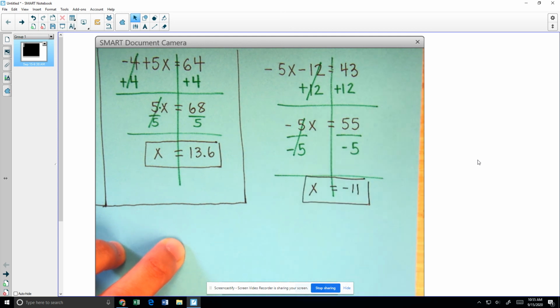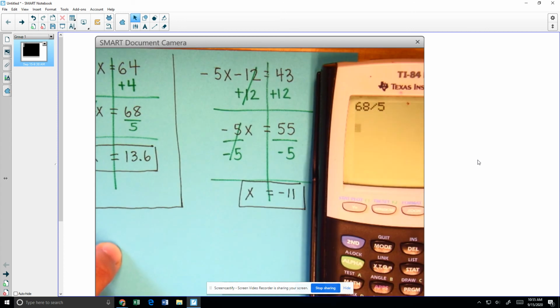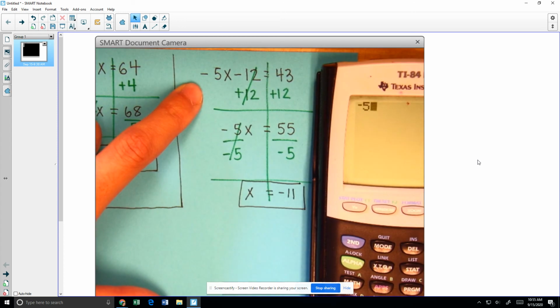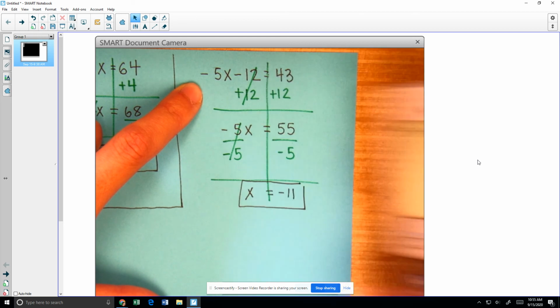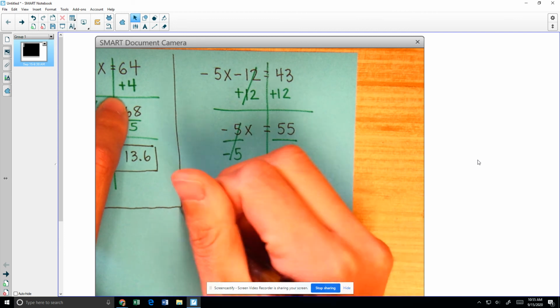And remember, you can always double check it in your calculator. So if I wanted to double check, negative 5 times x, which we said was negative 11, minus 12, it equals 43. So I know I got it right.